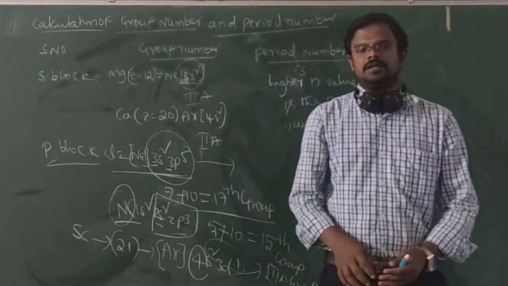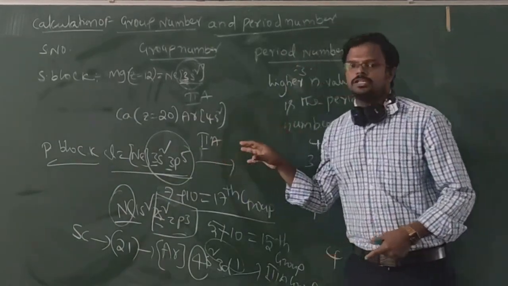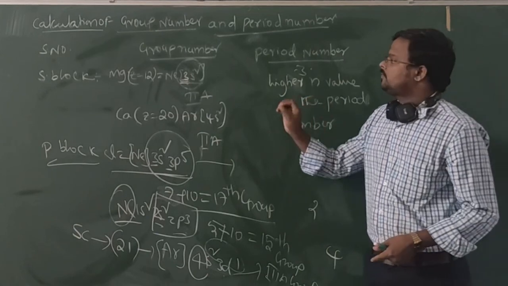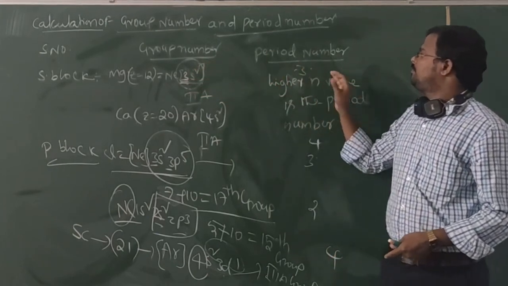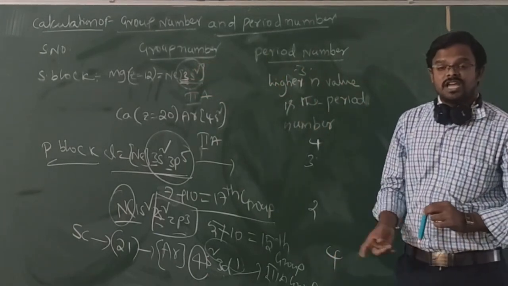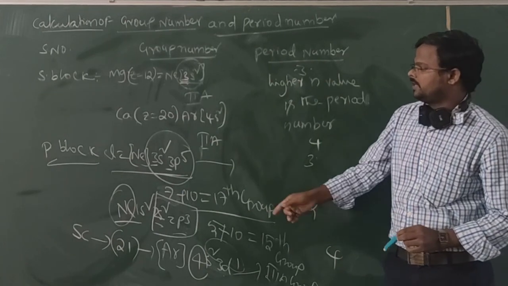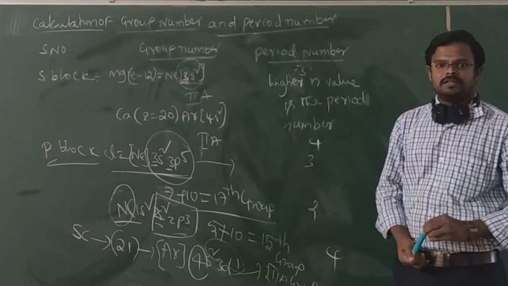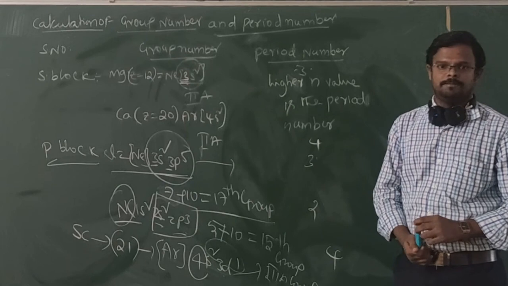Like this, if the electronic configuration of an element is given, from that we can obtain the group number and the period number. Actually this concept is very useful for NEET problems. For calculating NEET problems, this is very important.